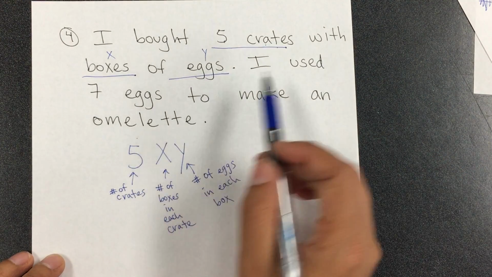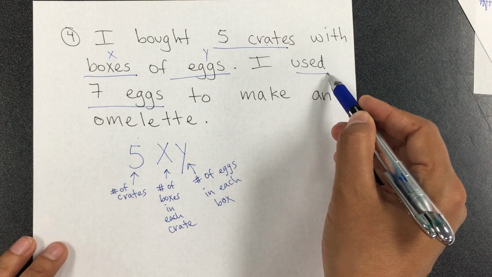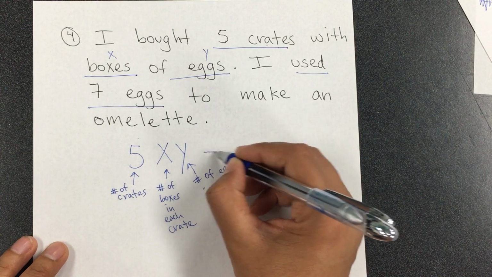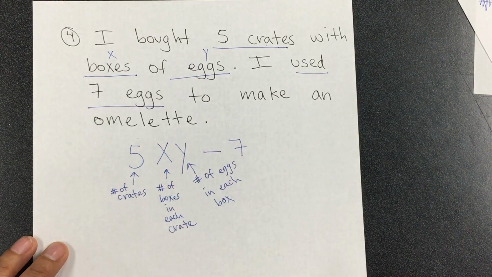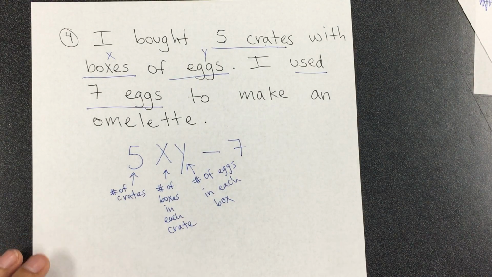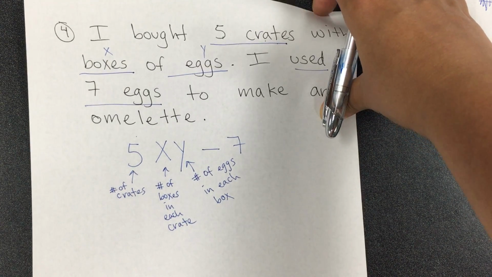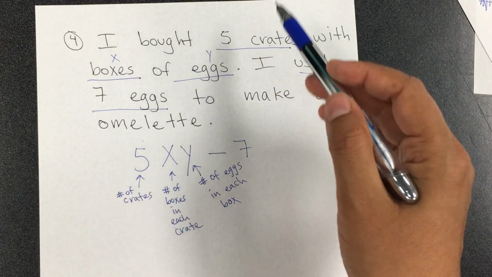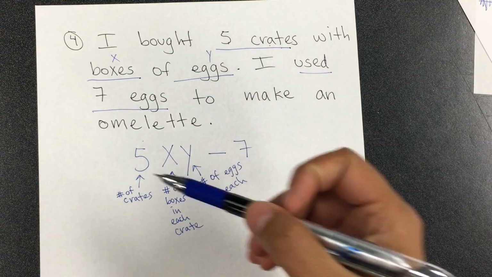But then it says, I use 7 eggs to make an omelette. So if you're using that, that means that you're going to subtract 7 eggs of the total number of eggs that you have here. Okay? So again, eggs are inside of boxes, boxes are inside of crates, and that's why it's multiplication, inside.